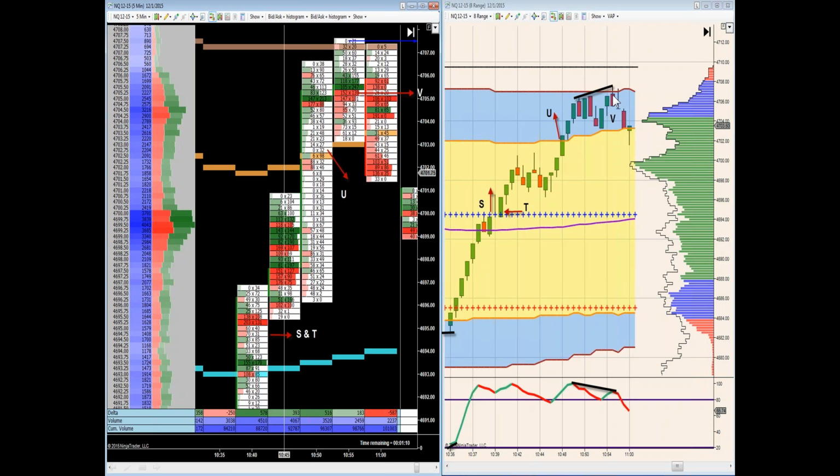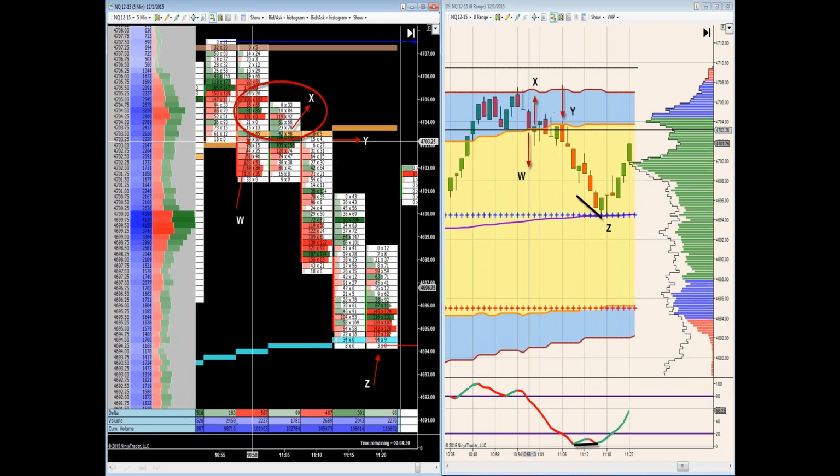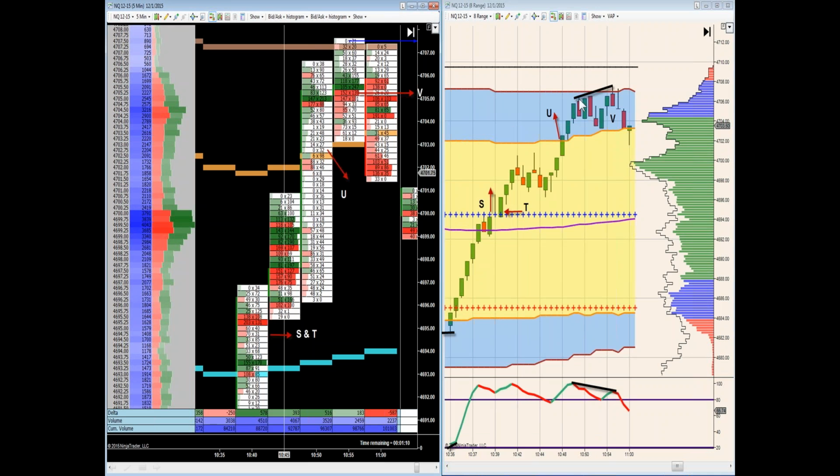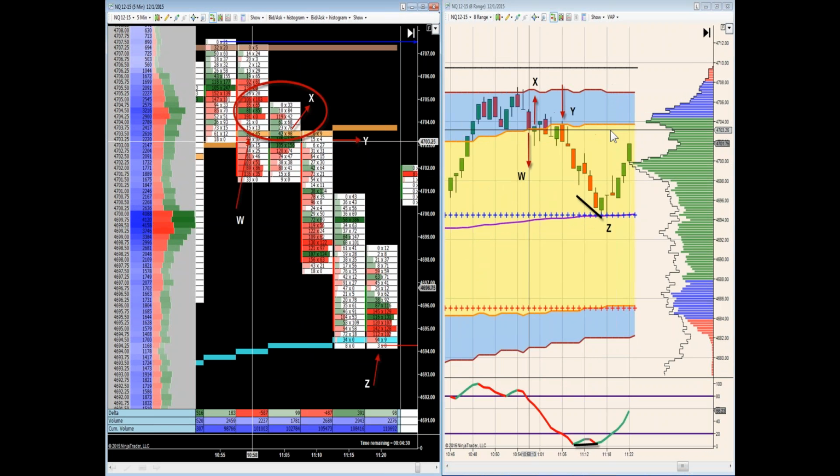So I am happy to take this under this bar here after it forms, expecting probably that worst case scenario is that I'm going to get stuck down there at this high value area. And so let's see what happens. So there was the V right here, right? UV. And then here is W.